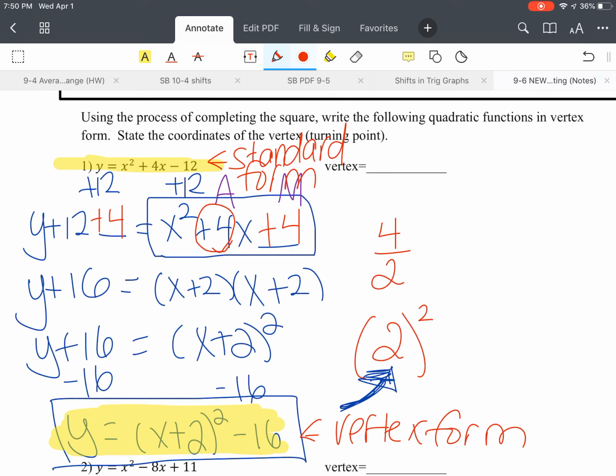And we can actually easily see the vertex. That's why it's called vertex form. We're going to take the number next to the x. So in this case, it's x plus 2. And we're going to make it negative, so it's going to be negative 2. And then we're going to take the number by itself and leave that as is. So the vertex is -2, -16.